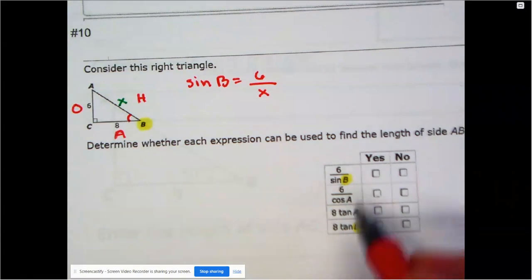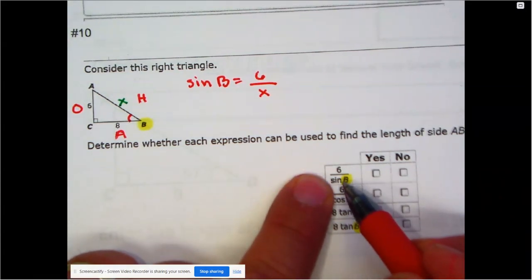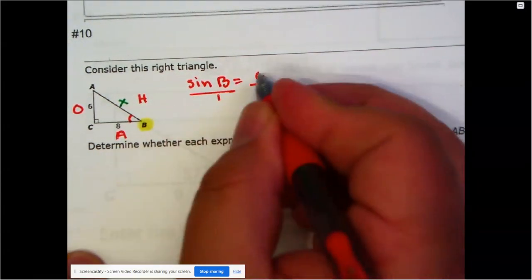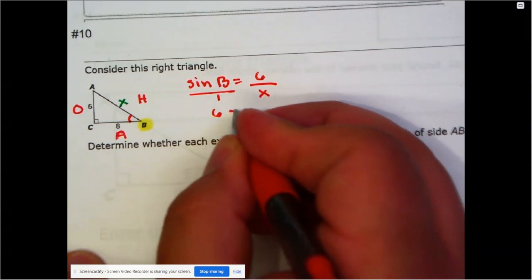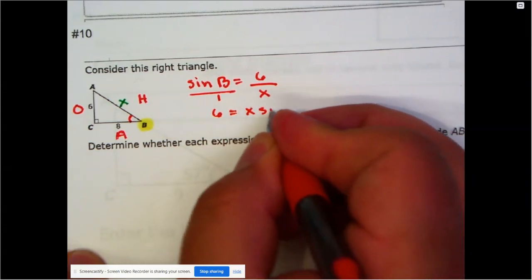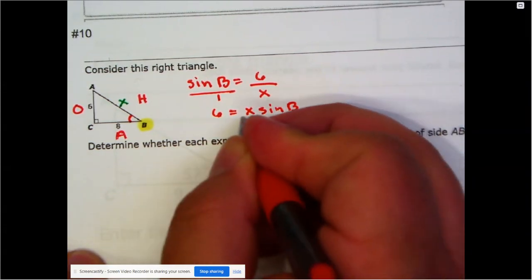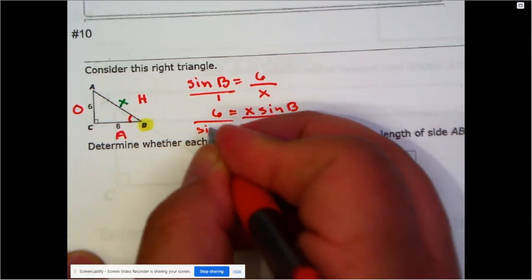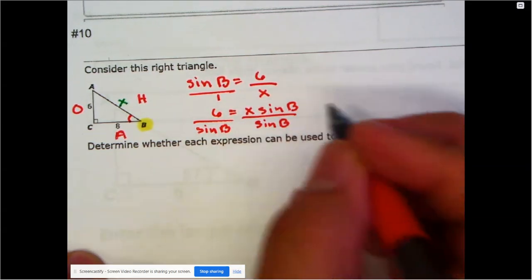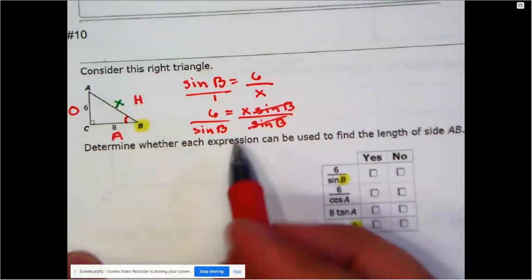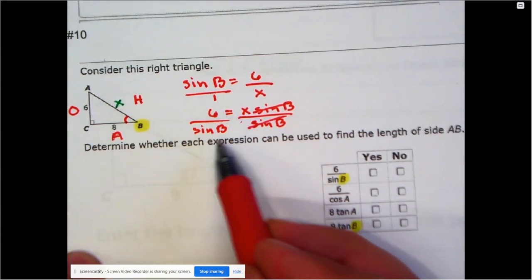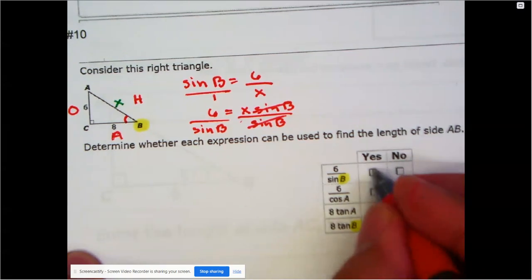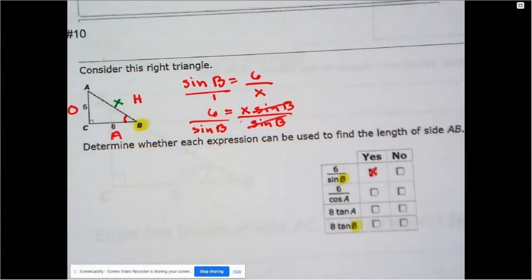Well, first, let's make sure we're using the right number. Yep, the 6 is there. Little cross multiplication. 6 is equal to x sine B. Divide by sine. And there it is. Look at that. X is equal to 6 over sine B. We made it look like this, so that answer works. Let's try a different one.